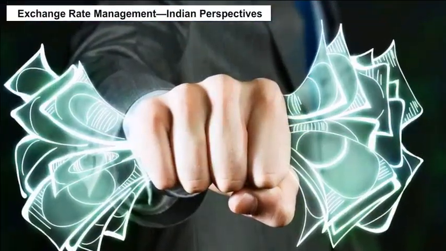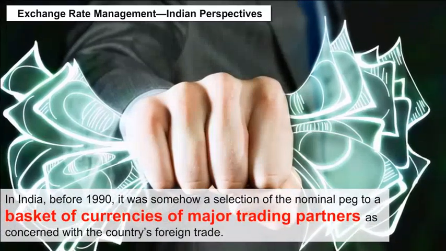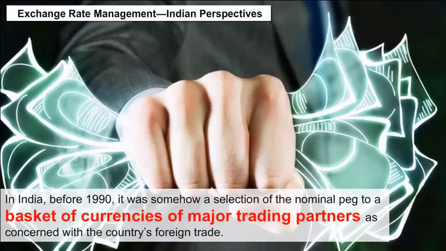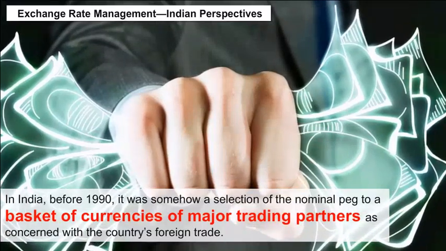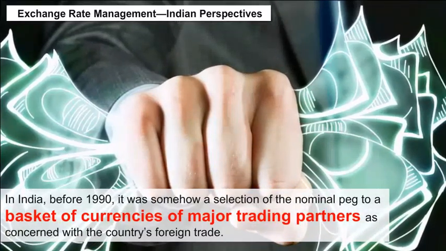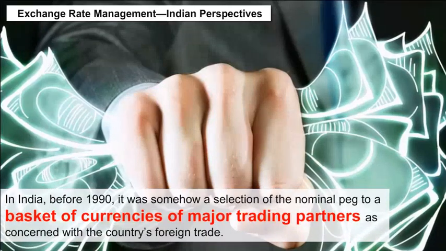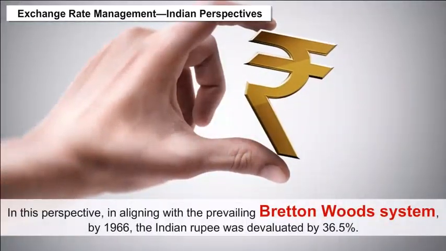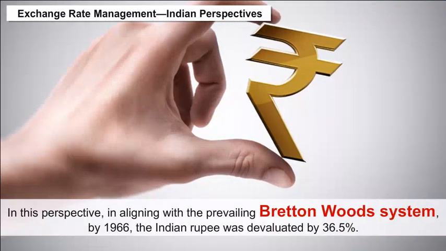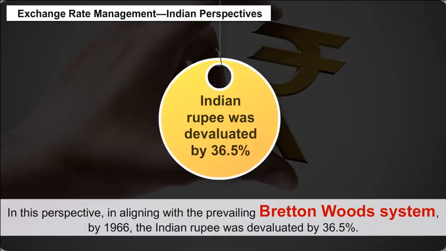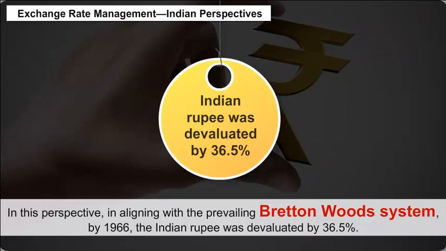Exchange rate management. Indian perspectives. In India, before 1990, it was somehow a selection of the nominal peg to a basket of currencies of major trading partners as concerned with the country's foreign trade. In this perspective, in aligning with the prevailing Bretton Woods system, by 1966, the Indian rupee was devalued by 36.5%.